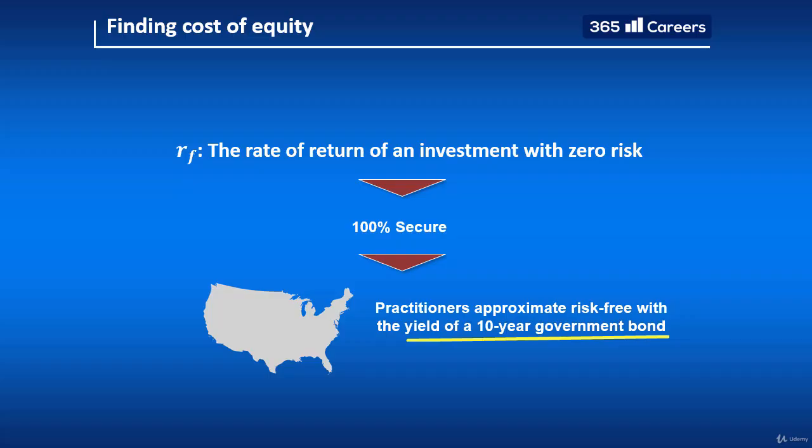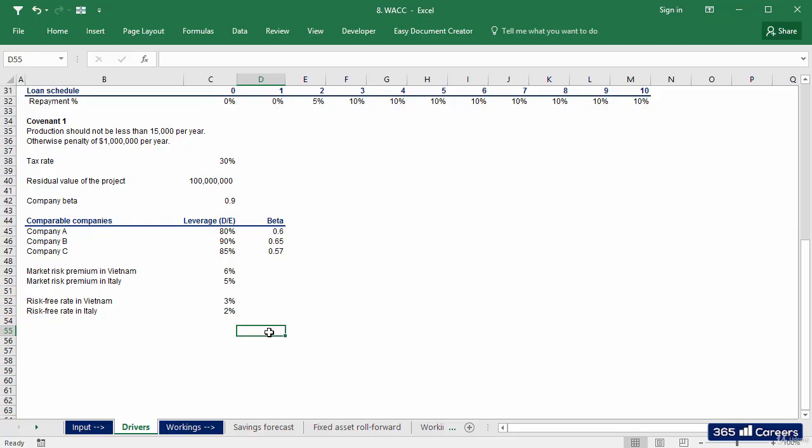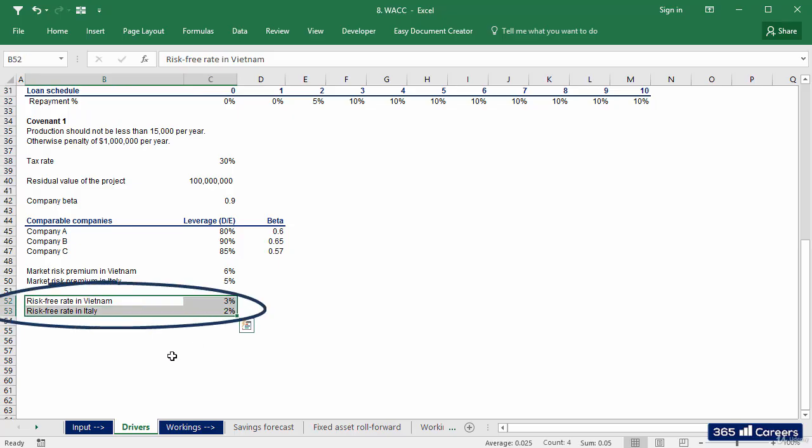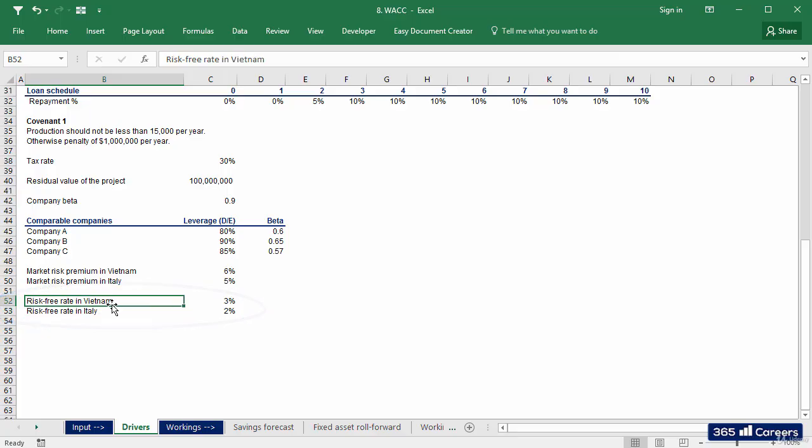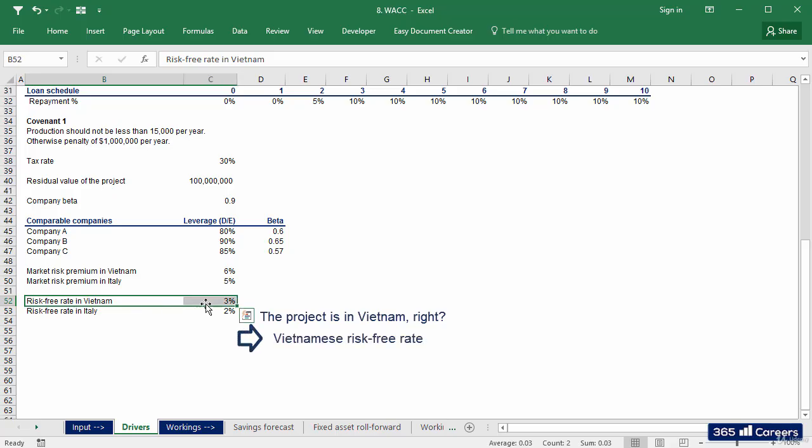The rationale behind using a 10-year and not a 3-month bond is that the valuation of the firm is a multi-year exercise, and hence the risk-free rate that is used shouldn't reflect a period as short as 3 months. Right. In our driver's sheet, we have 2 risk-free rates, one deriving from a bond security issued by the Italian government and one deriving from a bond security issued by the Vietnamese government. Which one should we use? The project is in Vietnam, right? Therefore, we'll use the Vietnamese risk-free rate.